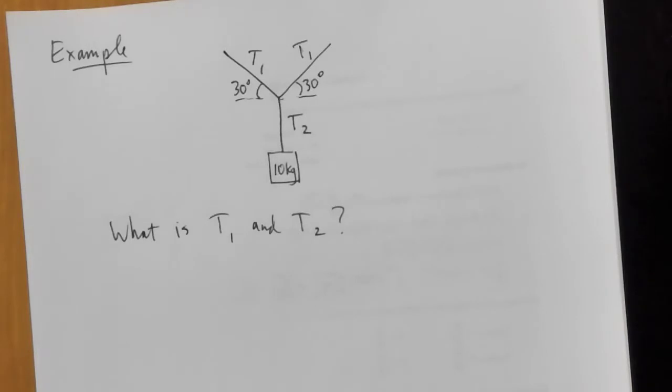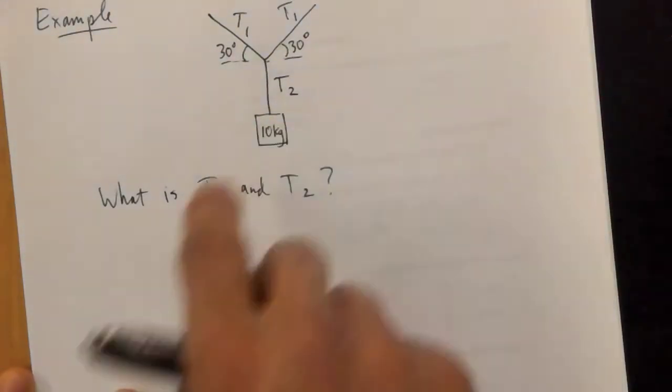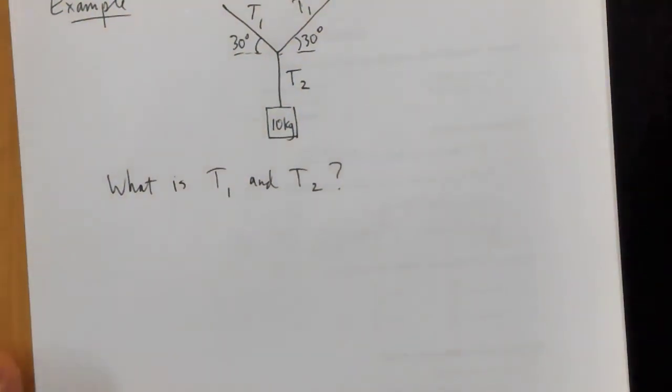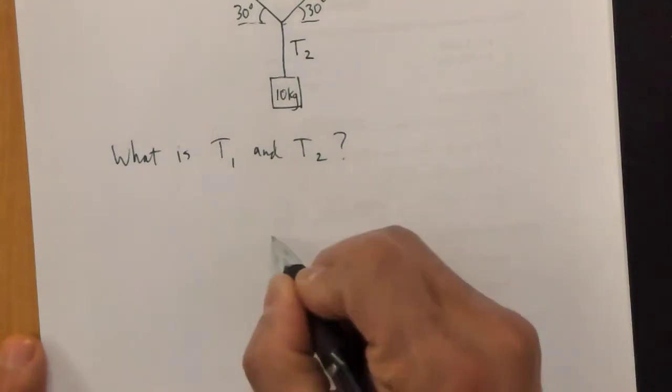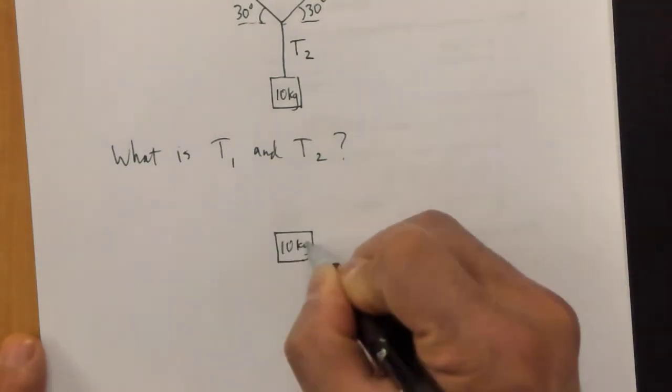Okay, T2. Right. So it's easier because it's the only thing touching the 10 kilogram mass. So if I focus on the 10 kilogram mass and draw its free body diagram, it seems like I can get T2 pretty easily. Okay?